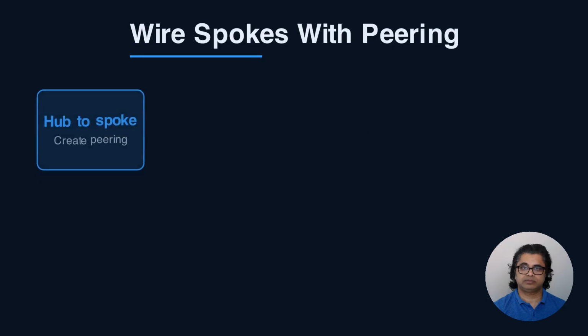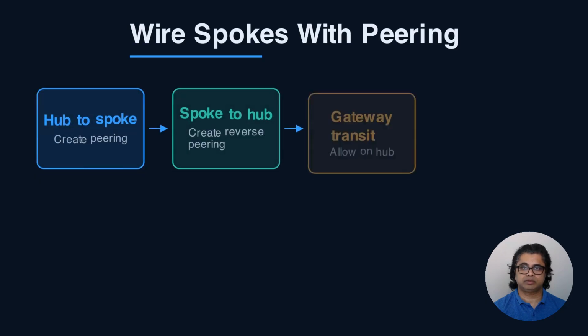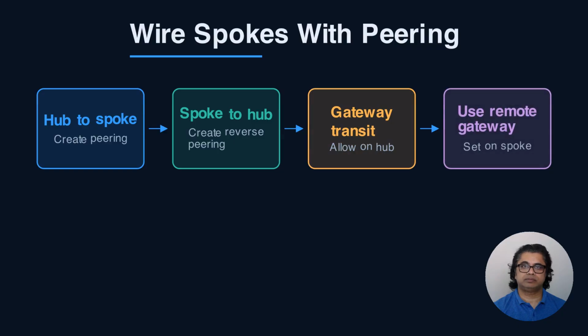Start inside Azure. To connect each spoke to the hub, use virtual network peering. Peering links 2 virtual networks over Microsoft's backbone with near zero added latency and full line rate bandwidth, because there's no gateway in the path. Create a peering from hub to spoke and another from spoke to hub. Peering is not transitive, so both sides must exist.